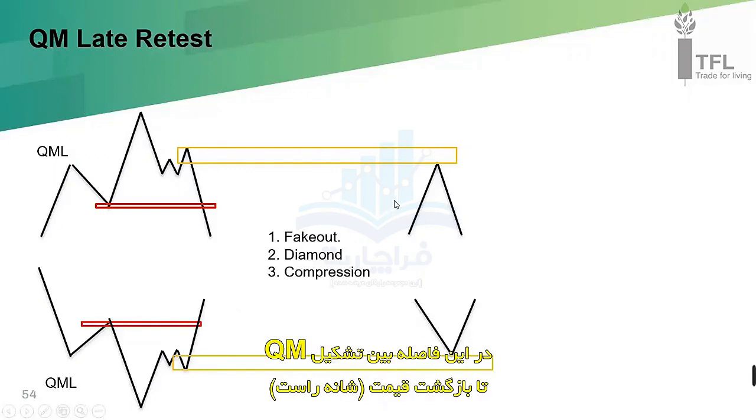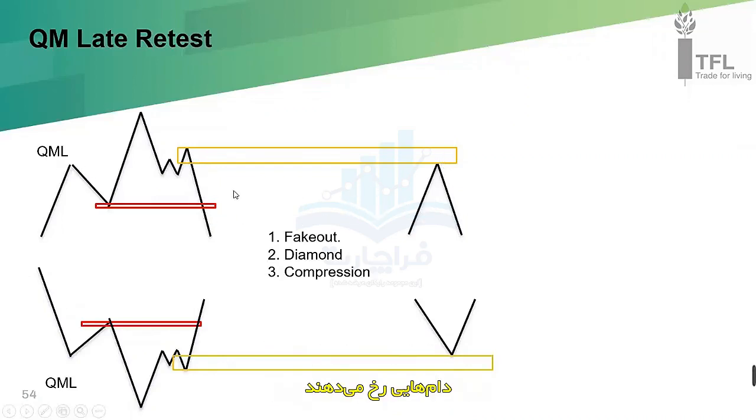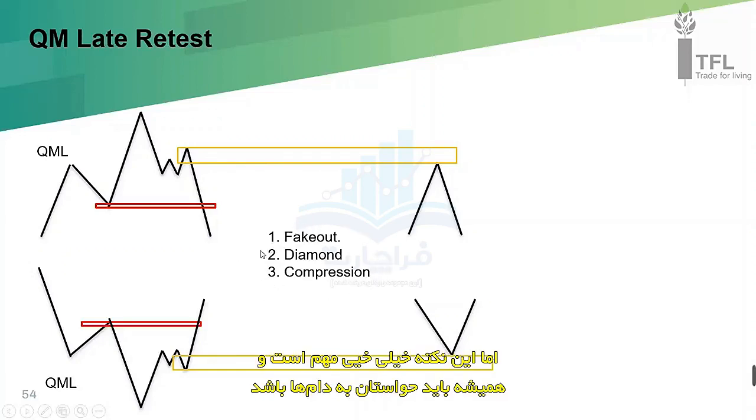Right. So within this range over here, within the price after it creates a QML and before it returns, there is a lot of trap. All right, this is what we call trap or price action. There is a fake out. It might be a fake out, it might be a diamond or it might be a compression. I'm gonna explain these three types of trap later on, not today, so you can understand. So this thing is very, very important. Always look out for this trap.